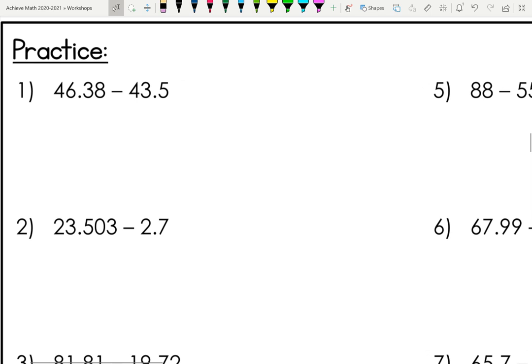So, number one, I'm going to go ahead and write it out vertically. That's going to help me engage my success. So, I'm going to go ahead and write 46.38.